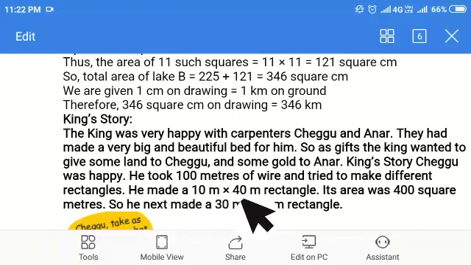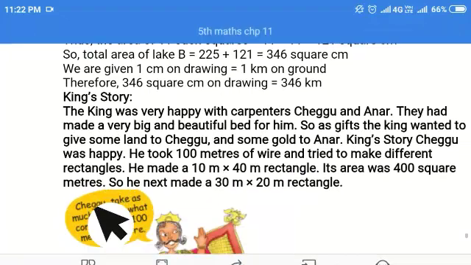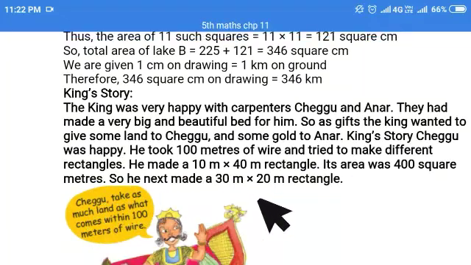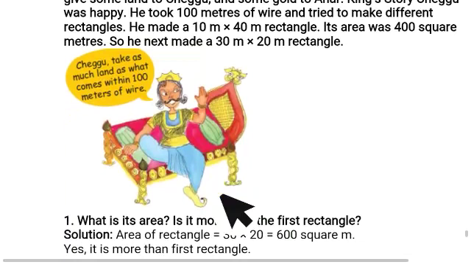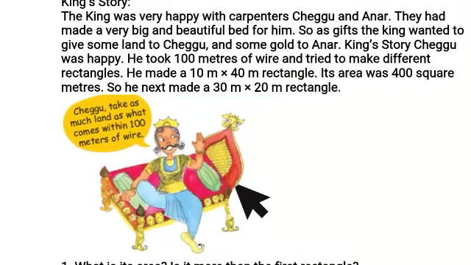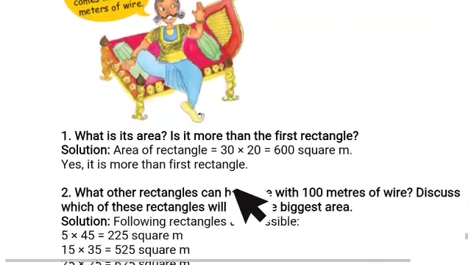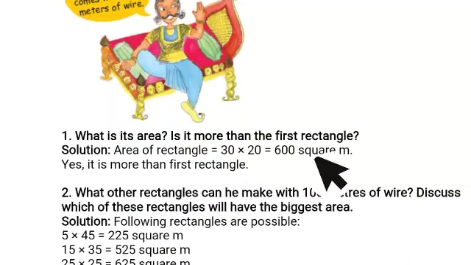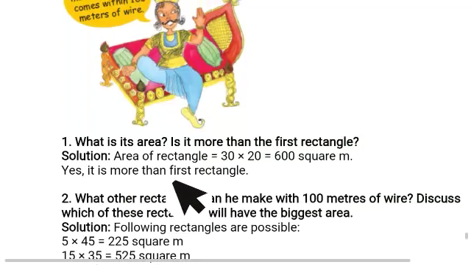He made a 10 meter into 40 meter rectangle. Its area is 400 square meters. So he next made a 30 meter into 20 meter rectangle. What is its area? Is it more than the first rectangle? The area of a rectangle is length times breadth. This is the length and this is the breadth. So 30 into 20 meter. So the area of the rectangle is 600 square meter. So it is greater than the first rectangle.